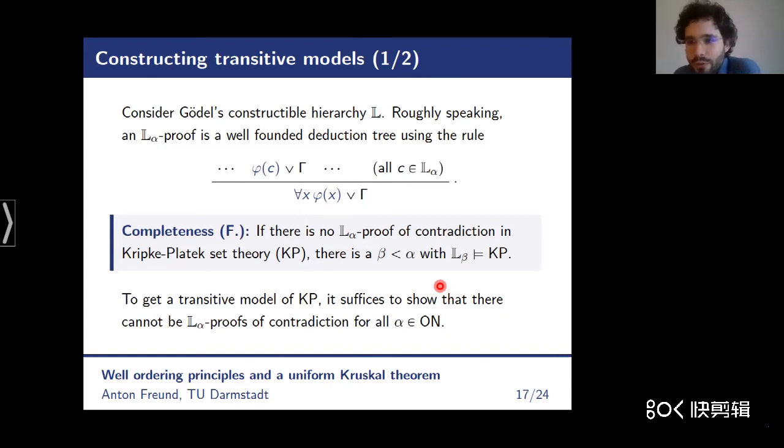And now for the theorem that we want to prove on the previous slide, we want to get transitive models of Kripke-Platek set theory. And we can get this by our completeness result if we can show that indeed there are no such proofs of contradiction. More specifically, what we need to show is that there cannot be proofs of contradiction for all ordinals alpha. So let's do that now, and let's see how the ordinal analysis and our notion of Bachmann-Howard fixed point comes in.